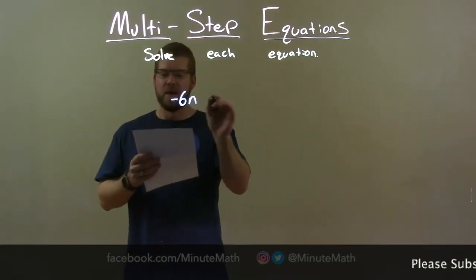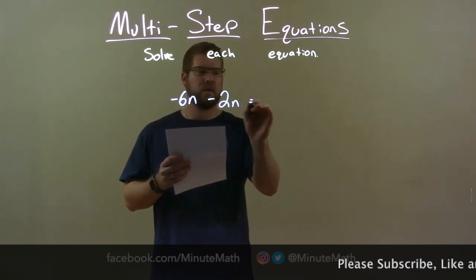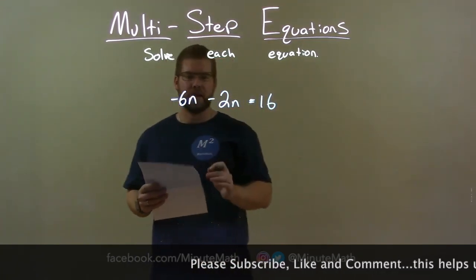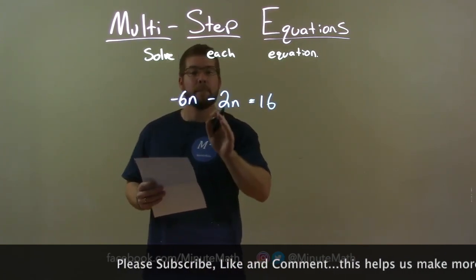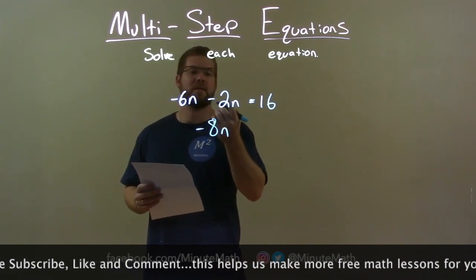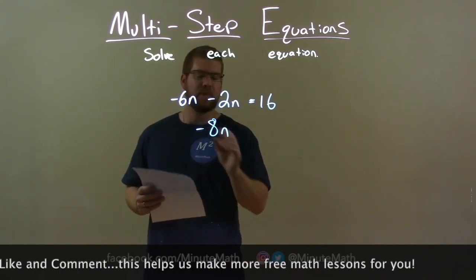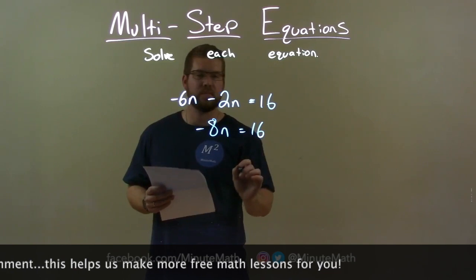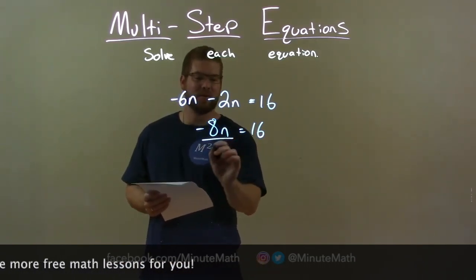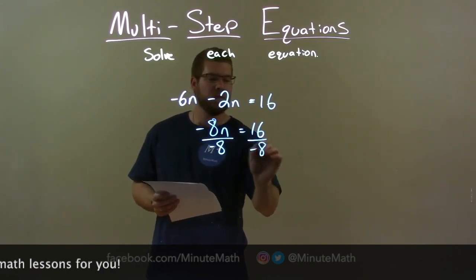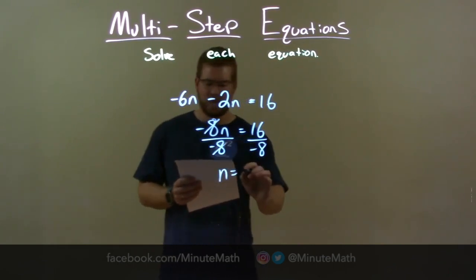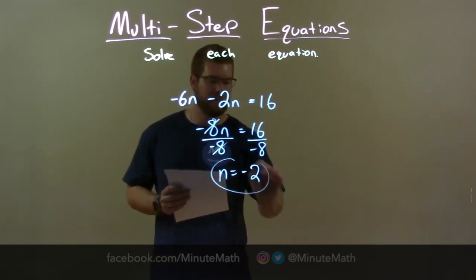Negative 6n minus 2n equals 16. First thing I want to do is combine my like terms. Negative 6n minus 2n comes out to be a negative 8n. Remember, subtracting is the same thing as adding a negative. So negative 8n equals 16. Multiplication between negative 8 and n, so if we do the opposite, division, we'll get n by itself. The 8's will cancel. 16 divided by negative 8 is a negative 2, and there we have our final answer.